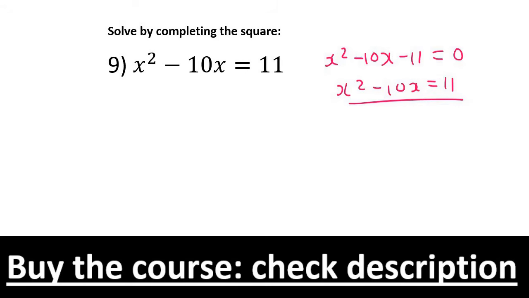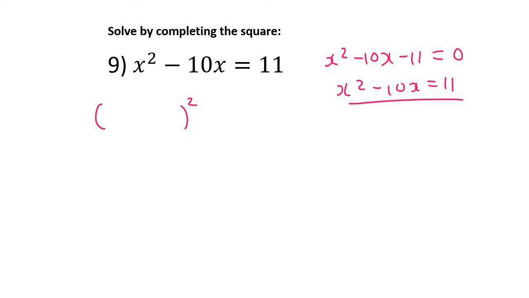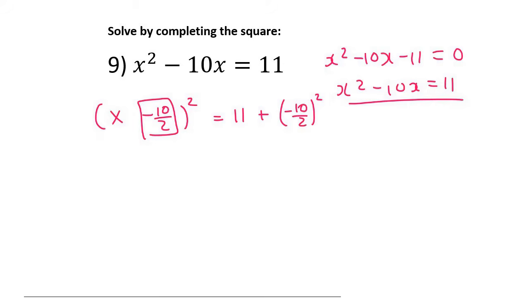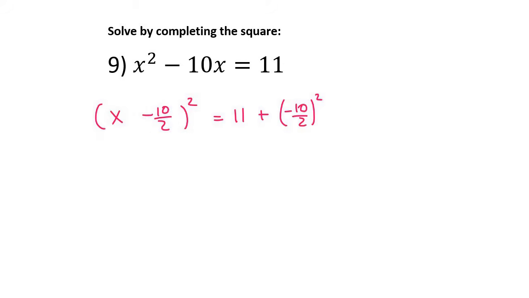Then our next step is usually to open up a bracket, and then you say x, and then you take this number and you divide it by 2, so that's going to be minus 10 over 2. And then on the other side you say 11 plus, then you open up a bracket, squared, and you put this number inside that bracket, so minus 10 over 2. Now, if you know what this number is, for example, we all know that that's minus 5, you can say that. Don't worry about having to keep the 2 there. The reason we did that on the previous questions was because it was a number we didn't know.